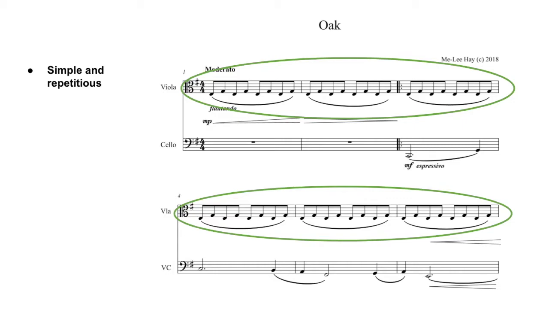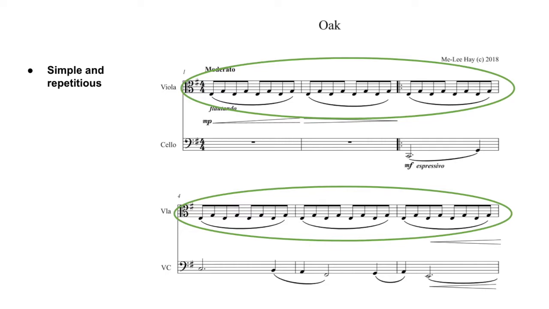we have this very repetitious, very simple accompaniment being played in the viola. The circle is kind of covering it here, but it actually says flautando on the score, which means that it's meant to be imitating a flute, even though it's being played on a viola. So that's a string technique there. So it's almost meant to sound wind-like.